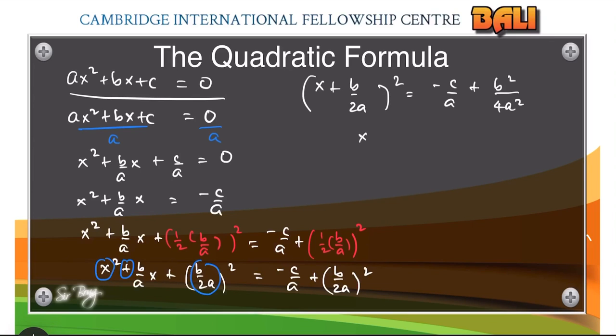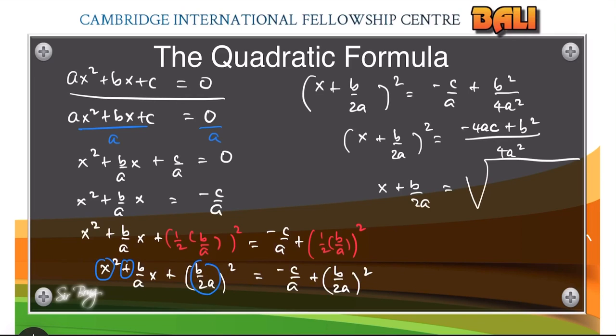Then this is x plus b over 2a squared. This is equal to, over 4a squared. So 4a squared divided by a is 4a times minus c is minus 4ac, plus b squared. Then x plus b over 2a is equal to the square root of, I'll arrange this one, b squared minus 4ac over 4a squared.